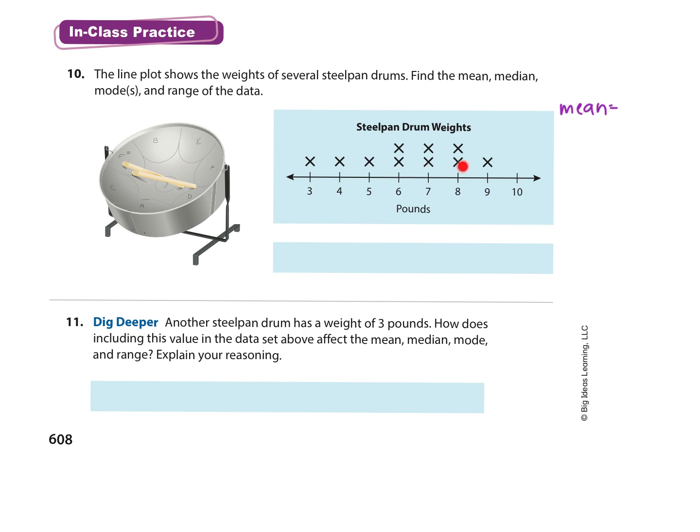Plus 8 is 46, plus another 8 is 54, plus 9 is 63. So I'm going to do 63 divided by how many pieces of data do I have? 1, 2, 3, 4, 5, 6, 7, 8, 9, 10. So 63 divided by 10 means that my mean is going to be 6.3.